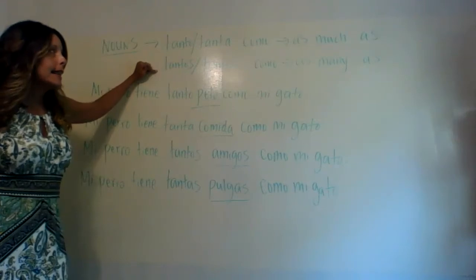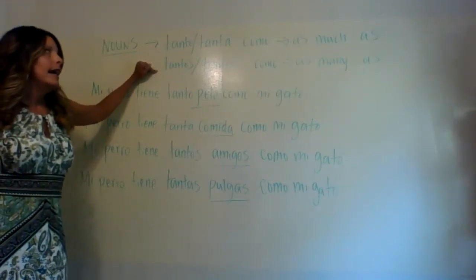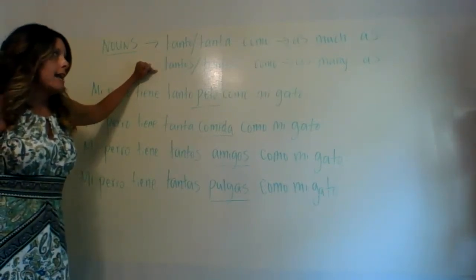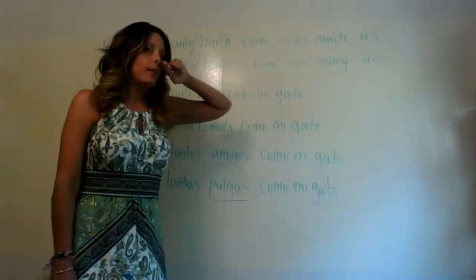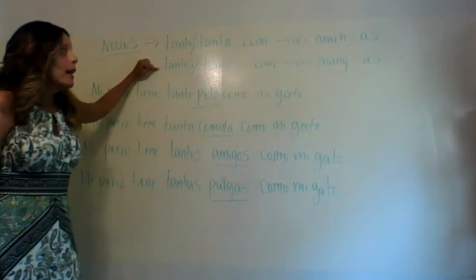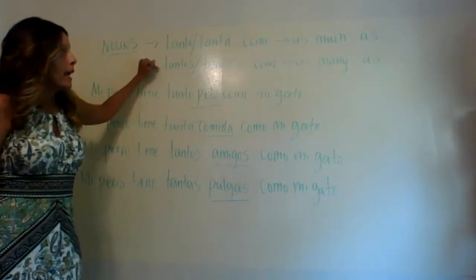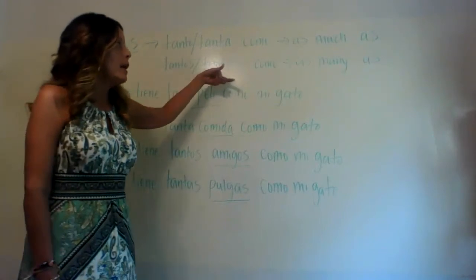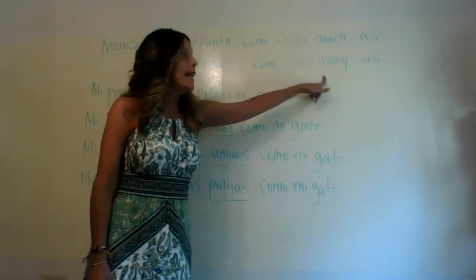Tantos and tantas, T-A-N-T-O-S, and T-A-N-T-A-S with the como is going to be for our plural functionality of this. So tantos obviously is our masculine plural, and tantas is our feminine plural. That como is going to mean as many as.